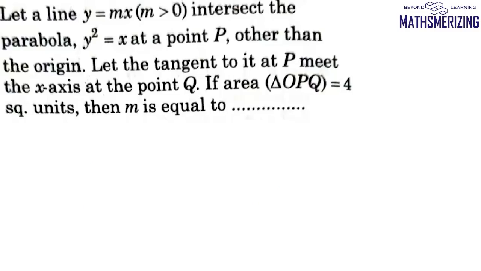Now here the question is: let a line y equals mx intersect the parabola y squared equals x at a point P other than the origin. Let the tangent to it at P meet the x-axis at a point Q, and if the area of triangle OPQ is 4, then we need to find the value of m. So we have this parabola.